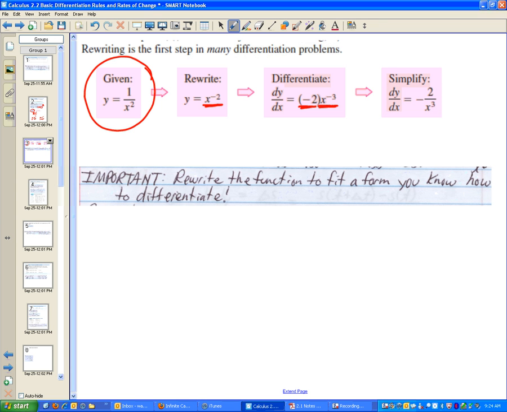And then, as much as we can, we like to put our answer in the same form that our problem was in. So if it starts as a fraction, we'd like to end it as a fraction whenever we can. So rewriting is the first step, well, lots and lots of times. Eventually, it'll almost always be the first step. Many times, most of the time, you're going to have to rewrite your function so that you can fit one of your differentiation theorems. So, don't be afraid to rewrite things.